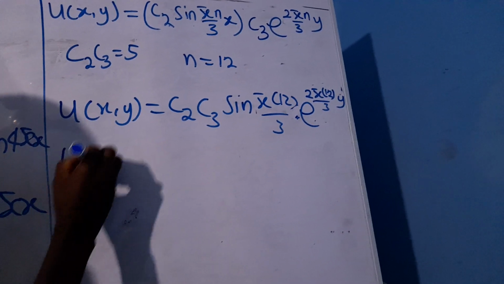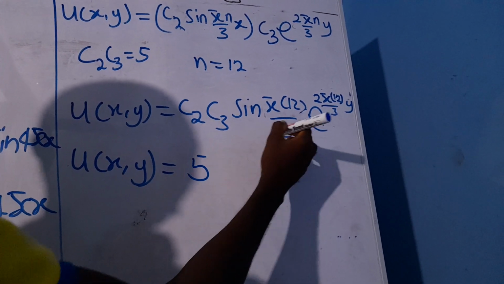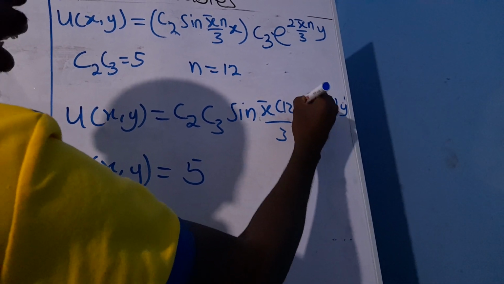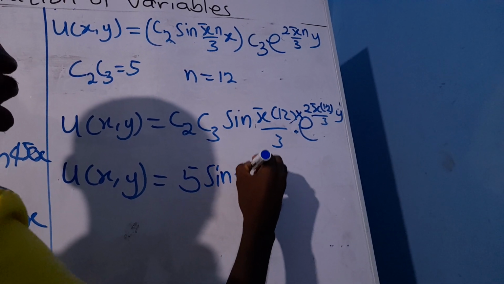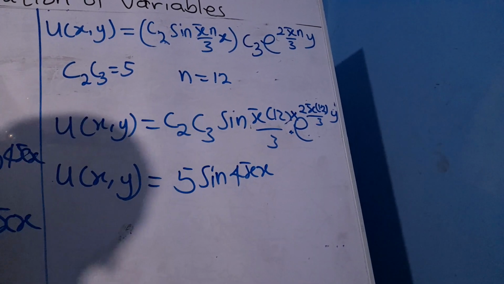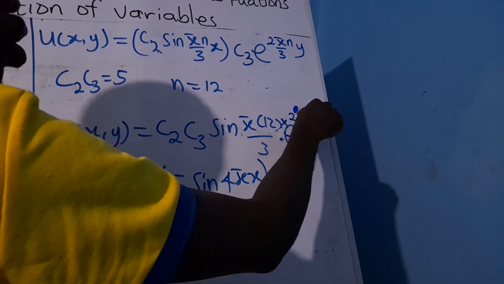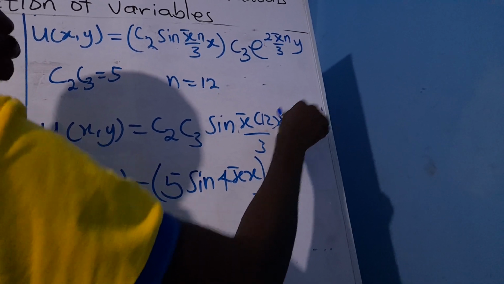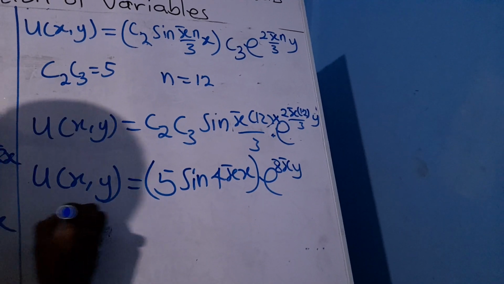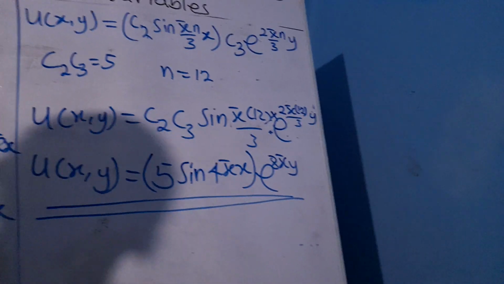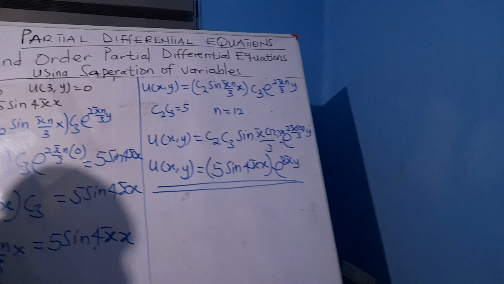What we have is u of xy. Remember c2 c3 is 5. So 5, remember there is x here. 3 divided into 12 is 4. So we have sin 4 pi x. Then e exponent, 3 will divide 12 4 times. 4 times 2 will be 8. So 8 pi y. Then this becomes our particular solution to that second order partial differential equation.